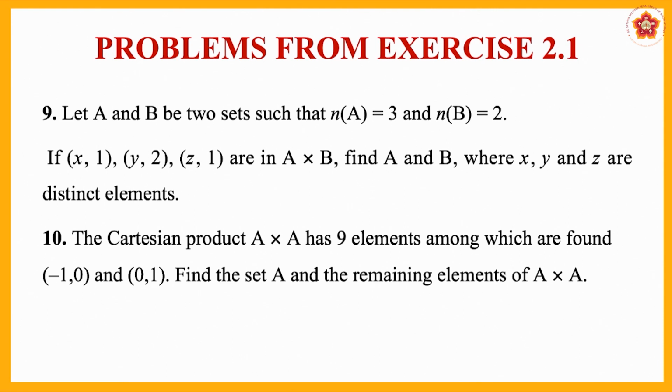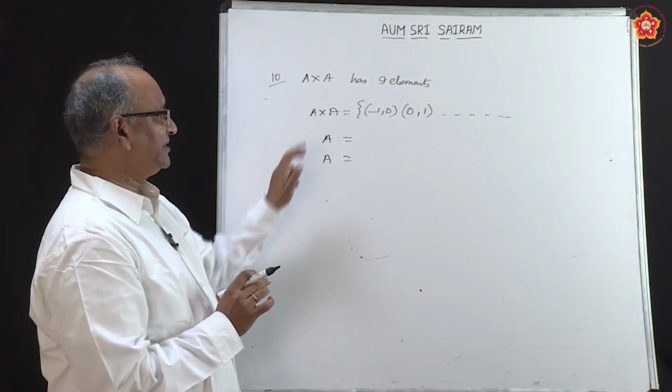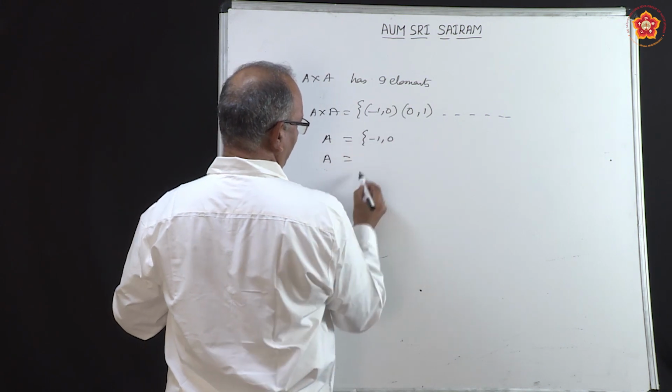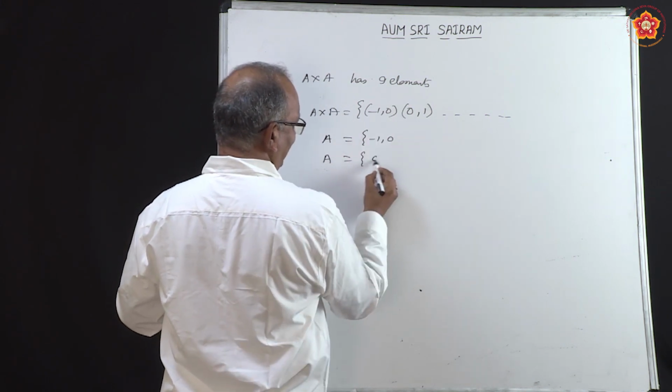Among the 9 elements, 2 elements are known. What are the elements known? In A cross A, he has given 2 elements: one is (minus 1, 0) and (0, 1). Remaining 7 elements are missing. He says find set A and the remaining elements of A cross A. So, A and A. Why A and A? Because you are multiplying A with A. The first elements we can say are minus 1, 0, and the second elements are 0, 1.